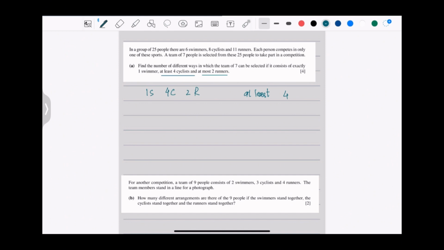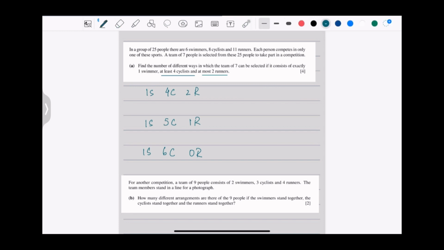It can also be one swimmer, 5 cyclists, and 1 runner, or it can be one swimmer, 6 cyclists, and 0 runners. At most 2 runners means that the maximum it can be is 2, it can be 0 as well, as the minimum. So there's no count for minimums.